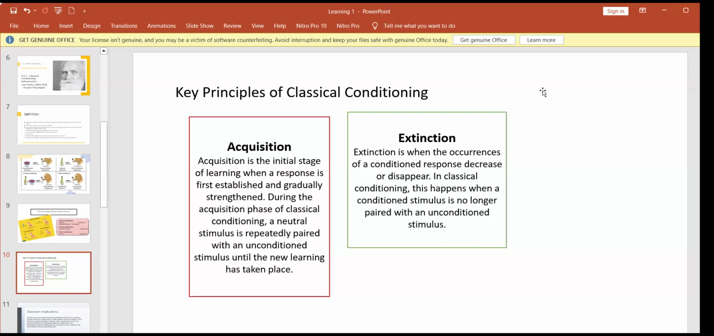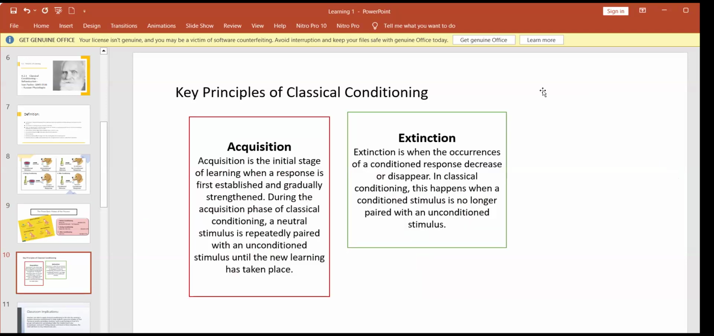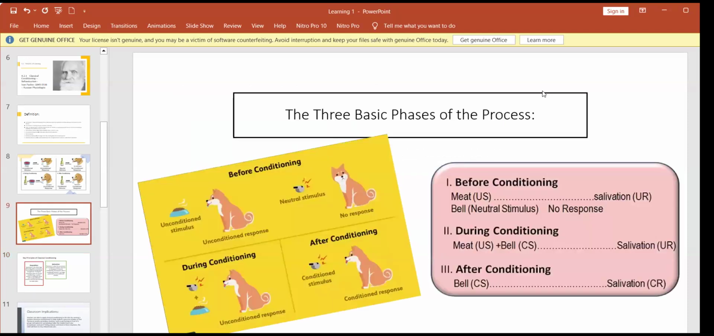Explain the ninth slide. What is the ninth slide? This one. It's the dog's experiment. Okay, same thing. Before conditioning, during conditioning, and after conditioning.